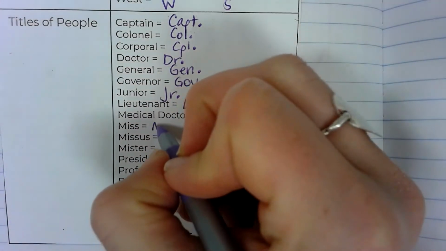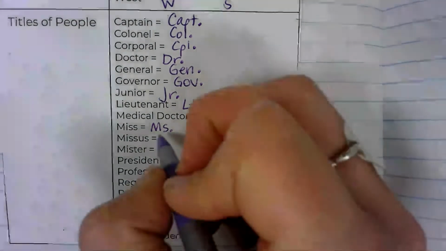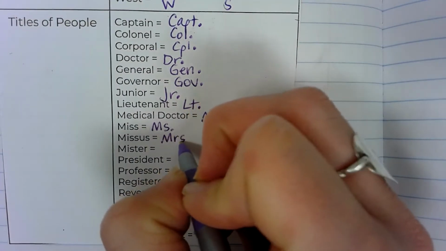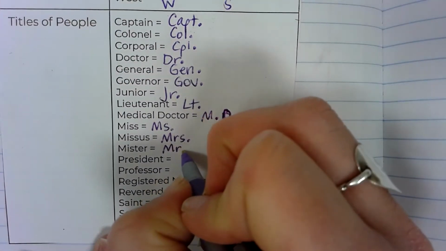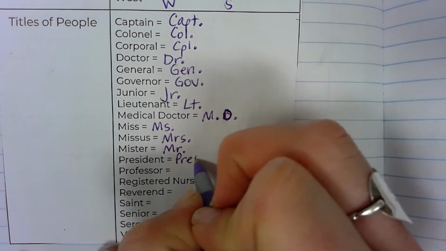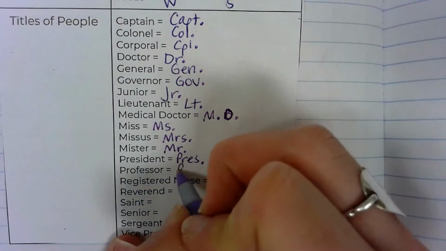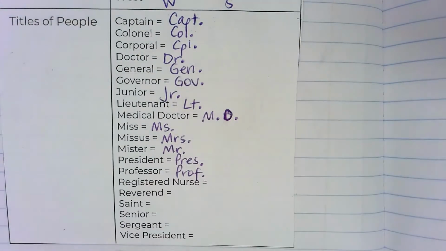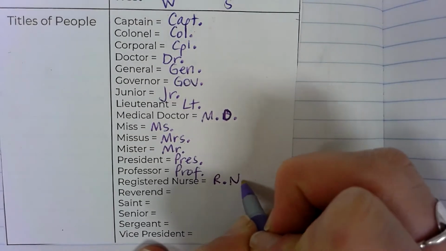Miss is capital M-S period. That'd be a woman who's not married yet. Mrs. is capital M-R-S period. Mr. capital M-R period. President is capital P-R-E-S period. Professor is capital P-R-O-F period. Registered nurse is capital R period, capital N period.